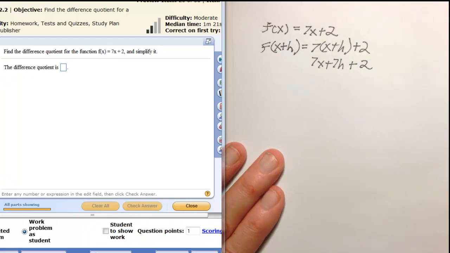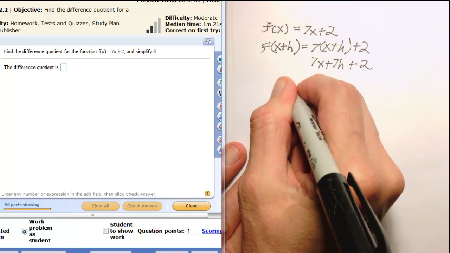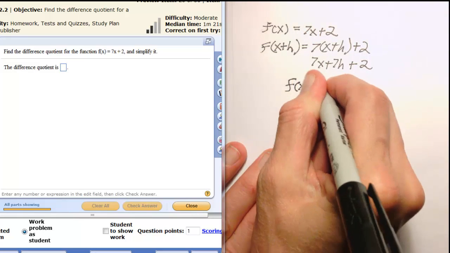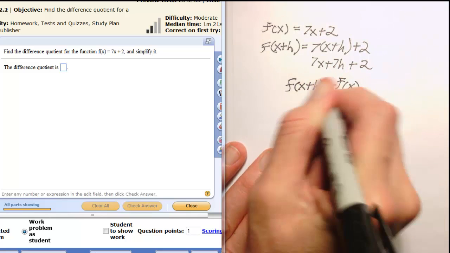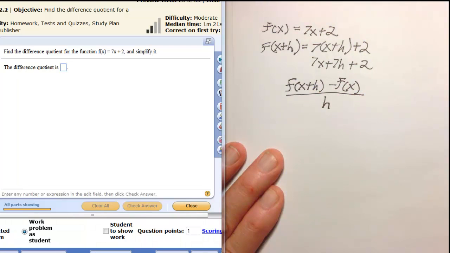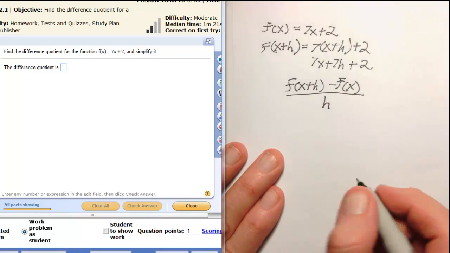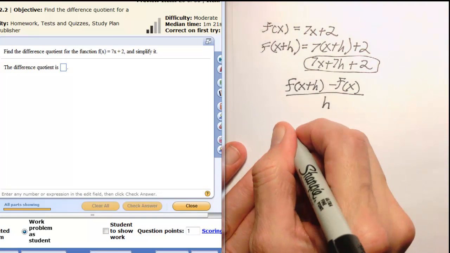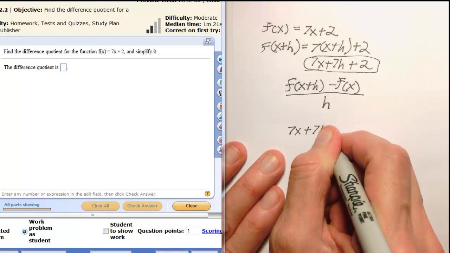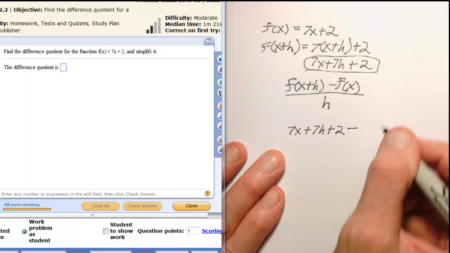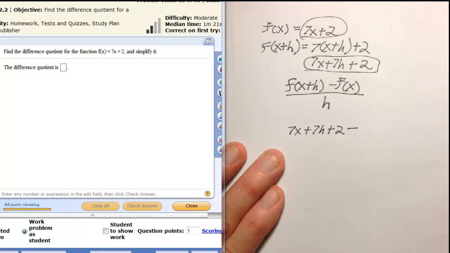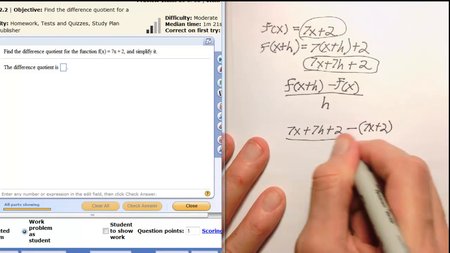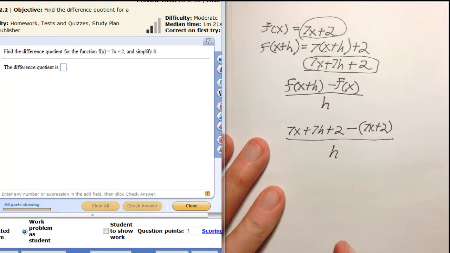Now this is what we have to find. The quotient, you know, is something that is divided. F of x plus h minus f of x over h. So if you take this in steps, it's not hard. F of x plus h, we just found out, is 7x plus 7h plus 2. And if we subtract f of x, that's 7x plus 2, so I'll put that in parentheses. Now the whole thing's going to go over h, but wait until you've worked out the top.